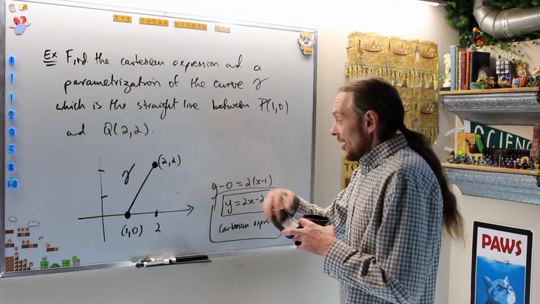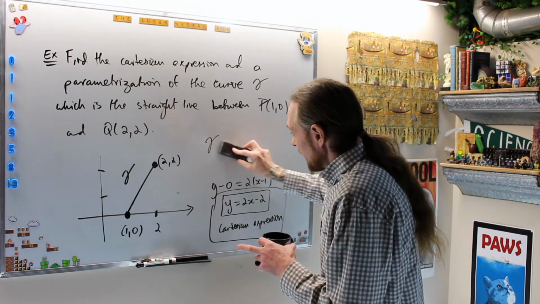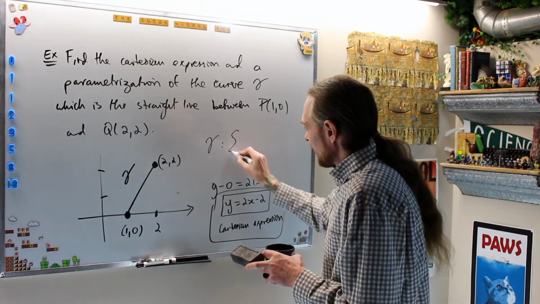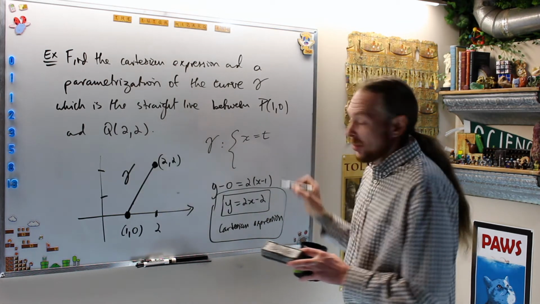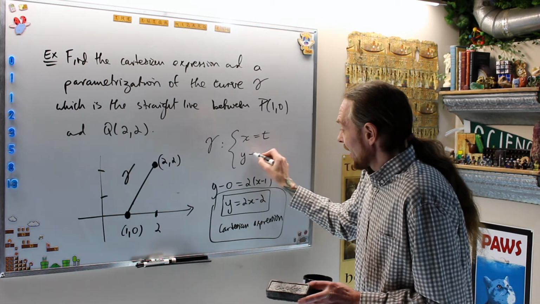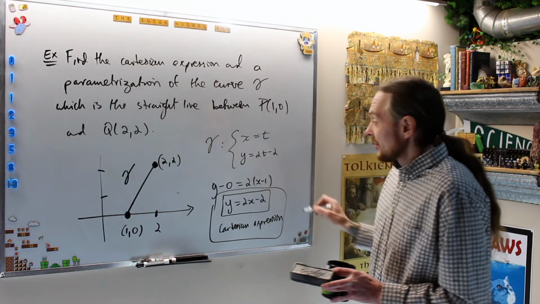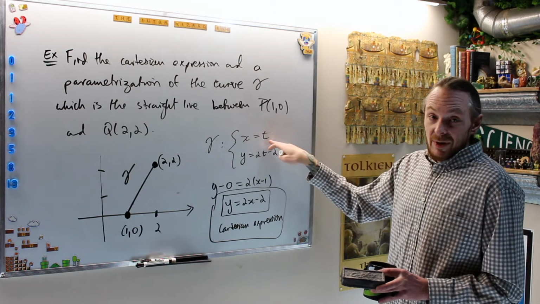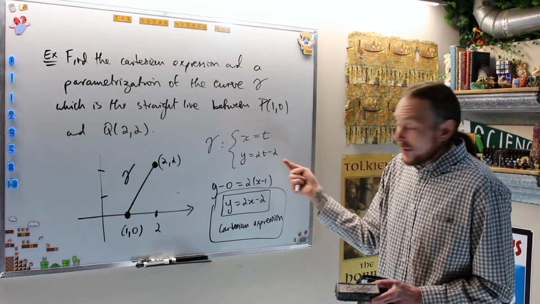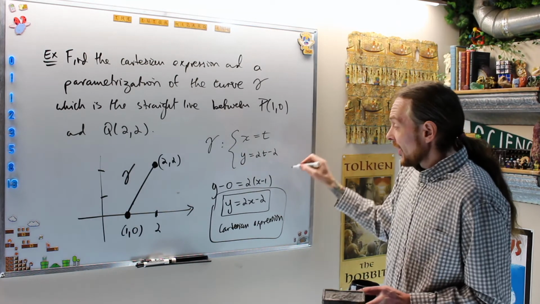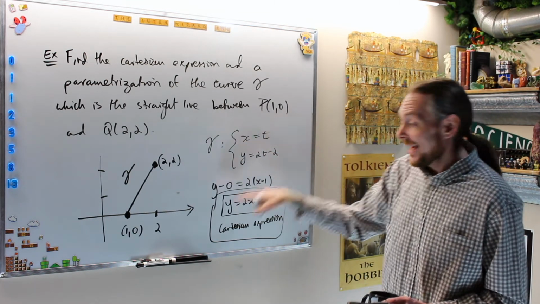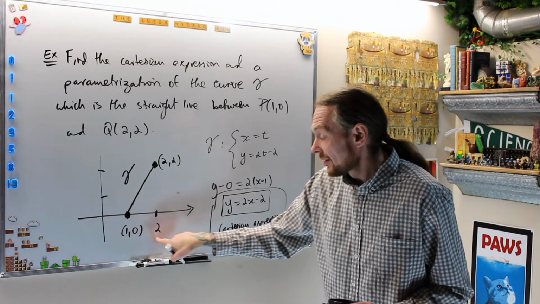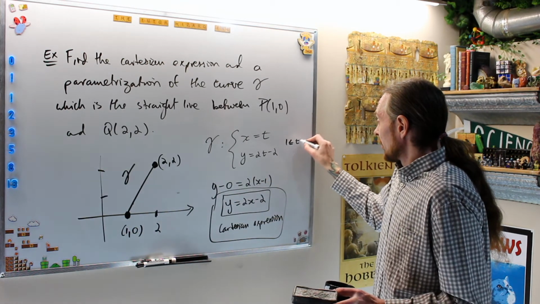This curve gamma now is cleverly written like this: x I'm just going to let be the parameter, and then y is 2t minus 2. Now you can see x is a function of t. He's the identity function, but he's still a function of t, and y is a function of t. And where was t going? t was the same as x, so x was going from 1 to 2.